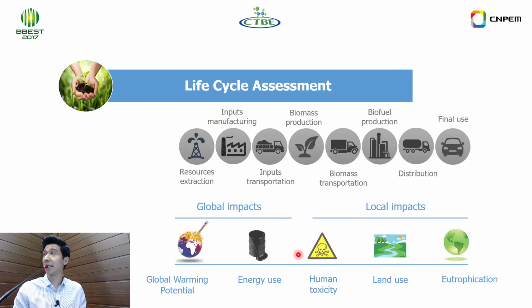On the other hand, we can also calculate quantitatively some local impacts like human toxicity, land use, or eutrophication, for example. It is local because we can track it geographically. For example, fertilizer use will increase eutrophication in a specific region, for example, a farm.